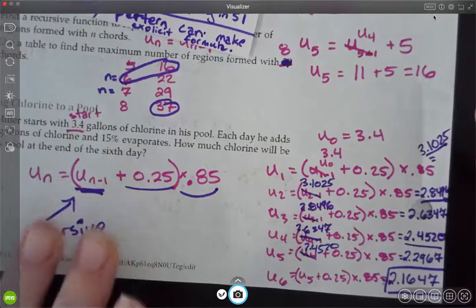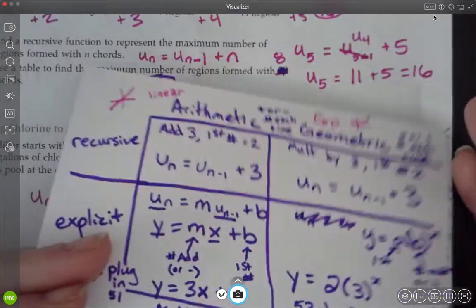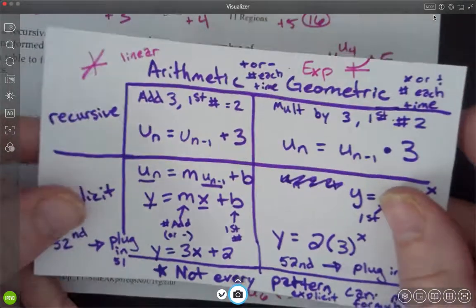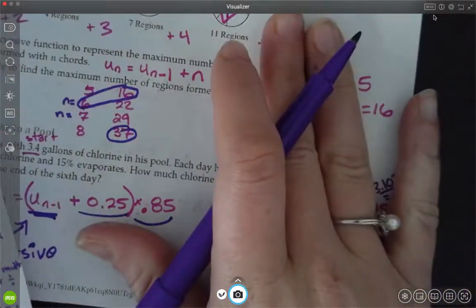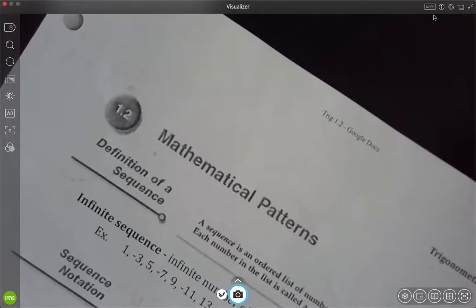So that's the end of the notes. I have this note card here for you, so if you want to take mine when you get back, that's fine. You can have this, or you can rewrite it if it helps you, whatever you want to do. But I will save these notes all for you, and I will give you this note card. So that is all for section 1-2, math patterns.